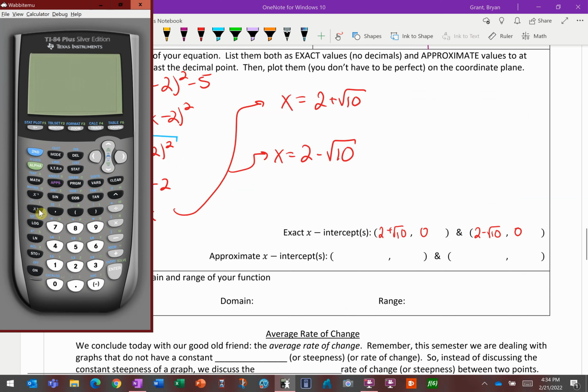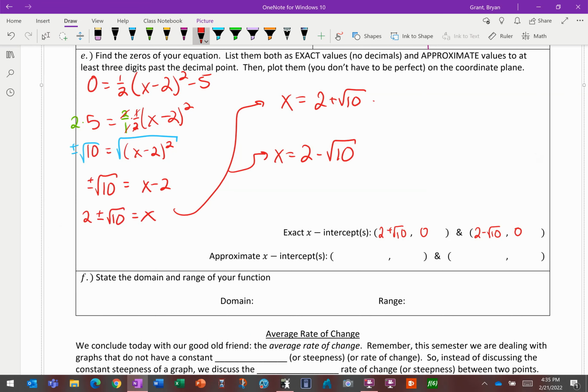First one, we have 2 plus the square root of 10. There's one of them. I'm going to get the other at the same time, though. And that's going to be our 2 minus. We're just going to copy that one down here, change it to a minus. And there we go. 5.162, comma 0. And I think the other one was negative 1.162.